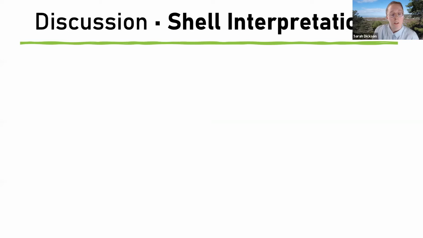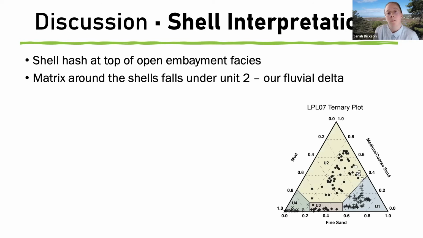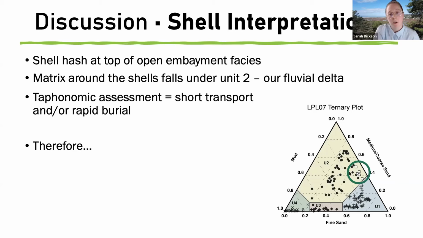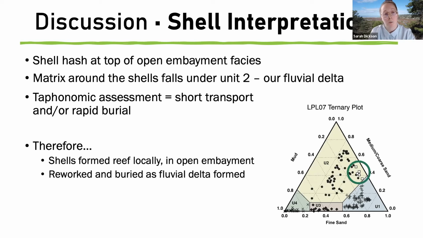So next we looked at the matrix sediment surrounding the shells. The shell hash layer is near the top of Unit 1, which we interpret to be an open embayment. However, the grain size samples surrounding the bulk of the shell hash layer fall within the boundaries for Unit 2 on our ternary plot, which represents a fluvial delta. Keeping our taphonomic assessment in mind, we believe that the shells were established locally near the site for core 7 during the open embayment regime, but may have been reworked as the creek channels prograded out into the estuary and established the delta.